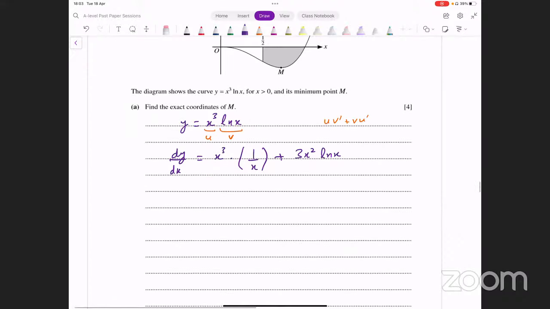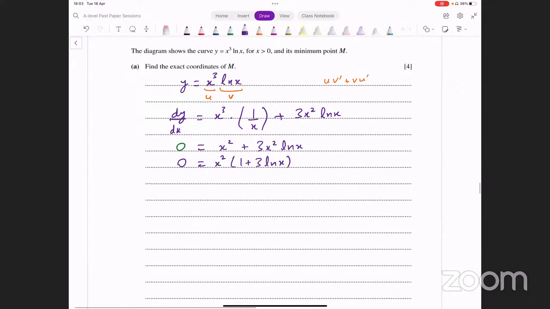Since you're looking for the turning point, you put that equal to 0. 0 से equate कर दें इसको. That gives you x square, because यहाँ पे cancellation हो जाएगी, plus 3x square ln x. Now you need to solve this equation. You can take x square common, and that leaves you with 1 plus 3 ln x inside, 0 on the other side, which means either x square equals 0 or 1 plus 3 ln x equals 0.